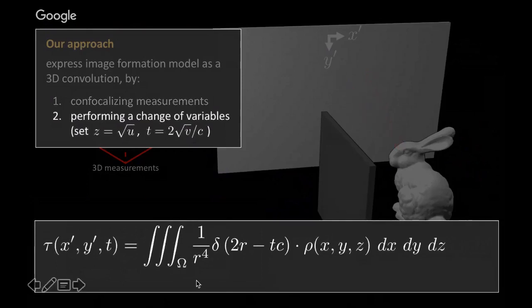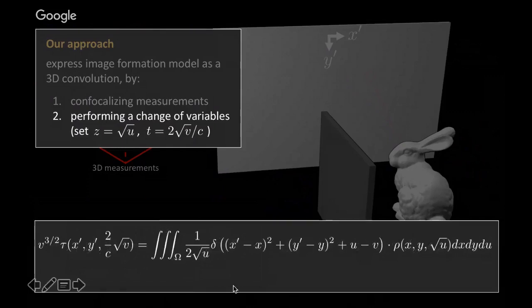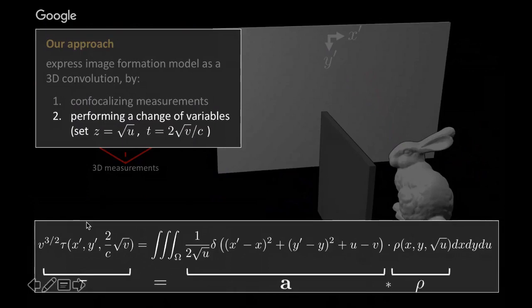The second change is to reparameterize this image formation model. So there's a change of variables that you can perform to express this image formation model in this form. This is a little bit complicated, so I won't go into the details on how we got to this point. But there's an important property of this equation: it can be expressed as basically a 3D convolution that involves a 3D volume tau, a 3D volume rho, and a 3D blur kernel A.